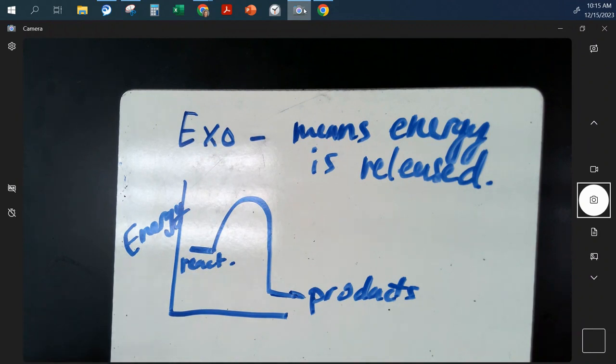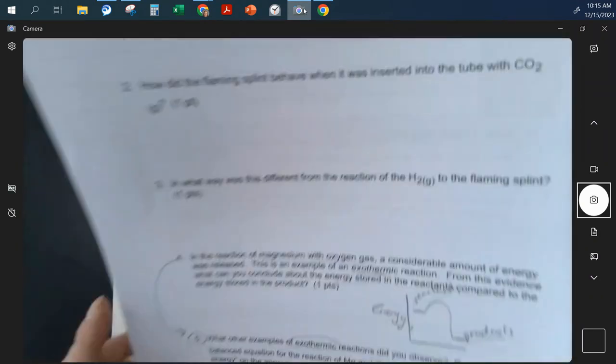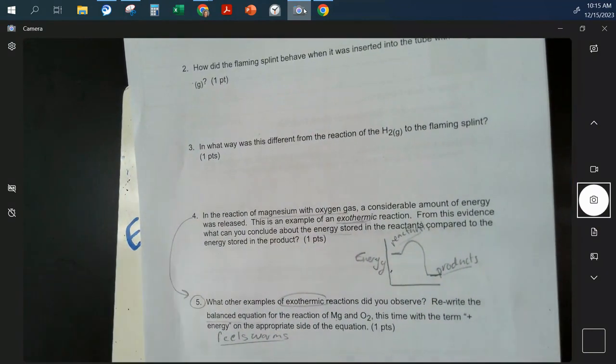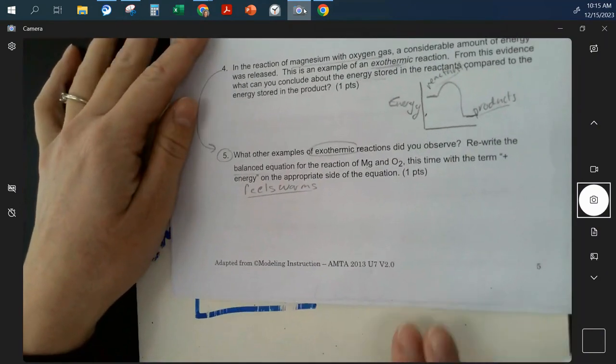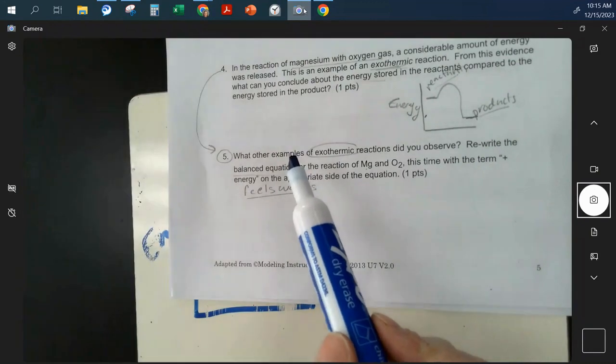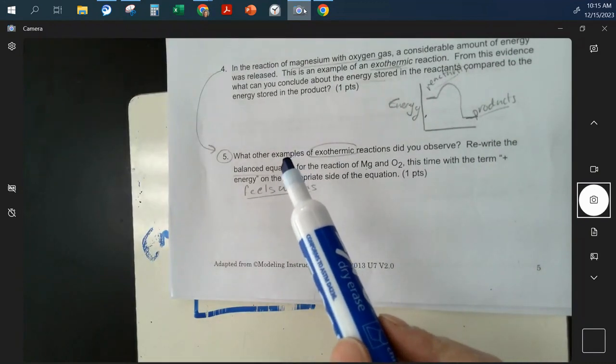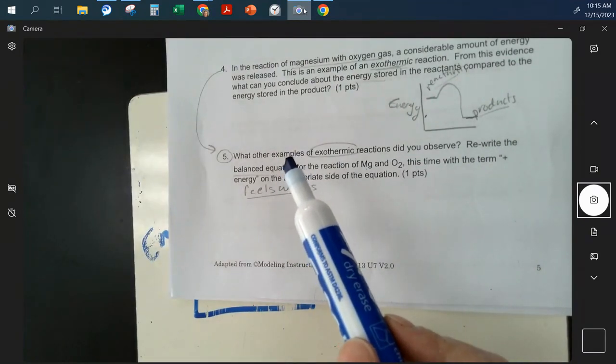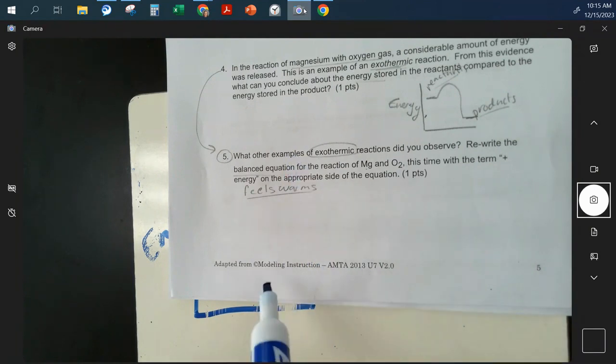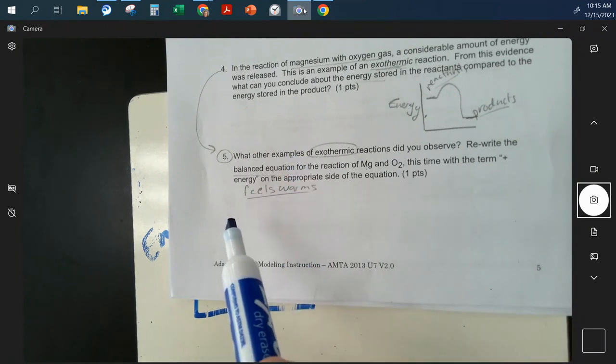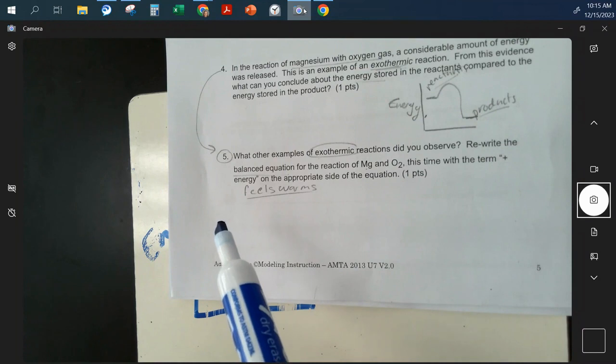Number 5 also tells us that there is an exothermic reaction, so that says there are some other exothermic reactions. Were there any other reactions that released energy? We would know that because it would feel warm. Were there any other reactions that felt warm when you mixed things together?